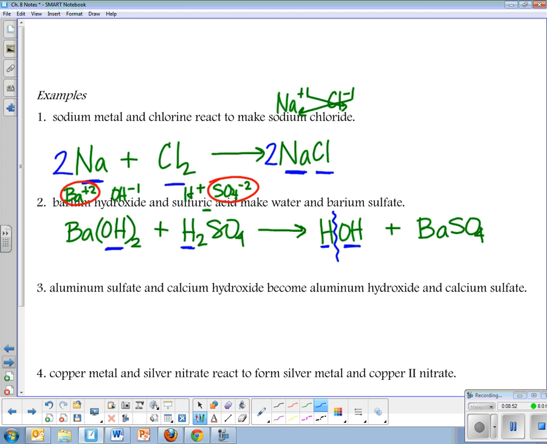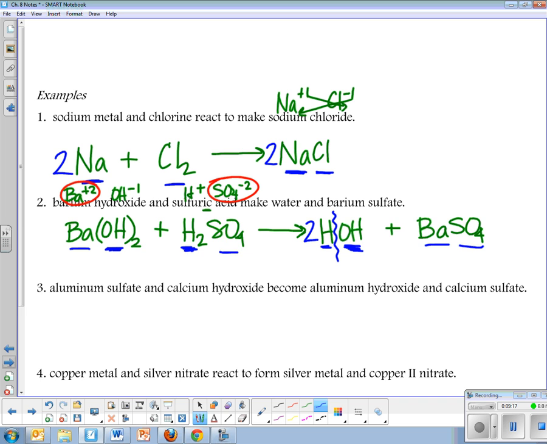So if I go through my barium, I've got 1 on the reactant side and 1 on the product side. Perfect. Hydroxide, I have 2 on the reactant side and I only have 1 on the product side, so I need to put a 2 in front. So then I've got 2 hydrogens on my reactant side, 2 now on my product side. And sulfate, I've got 1 here and 1 here, so there's our balanced reaction.